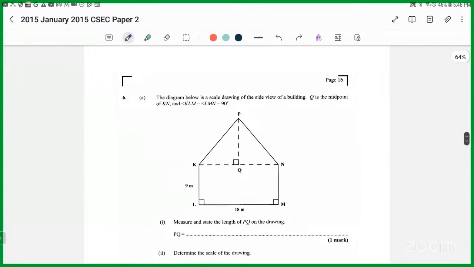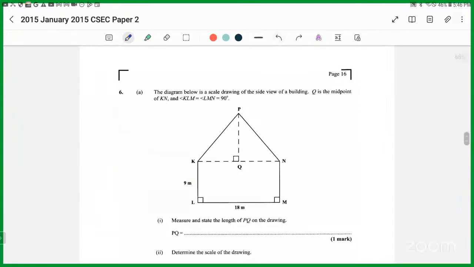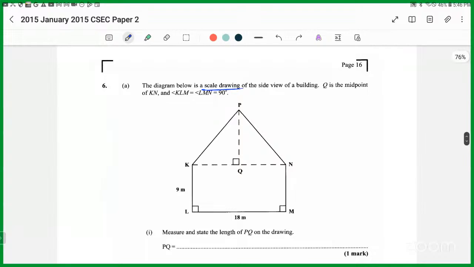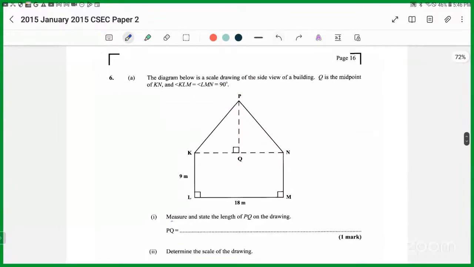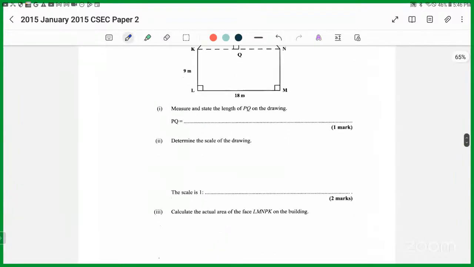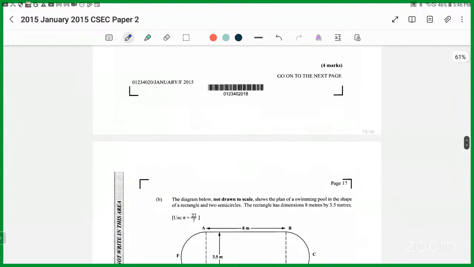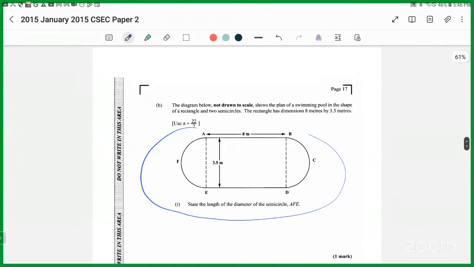I would not have given you this question, but it's a question where you have to measure. This is a scale drawing. The question wanted you to measure and state the length of this, so I could not have given you this one to do. I think we're skipping this one, because we don't do the topic of circular measures yet.